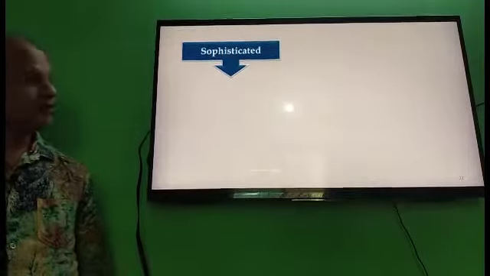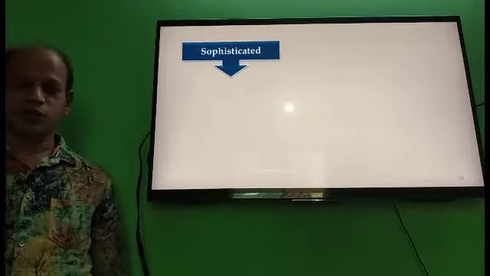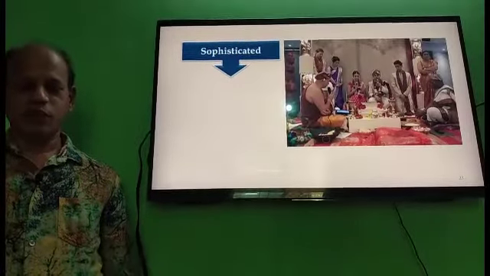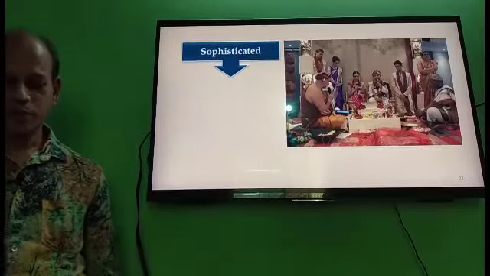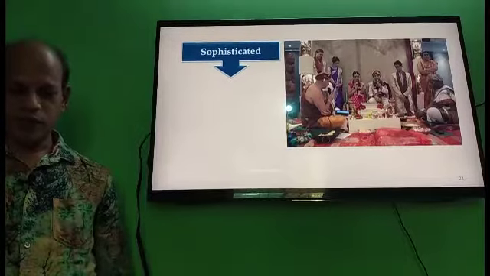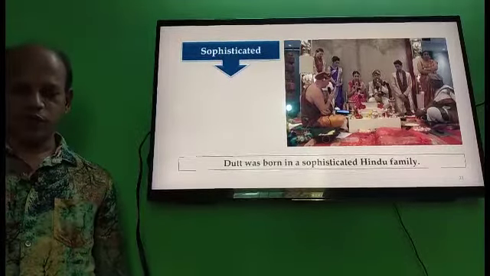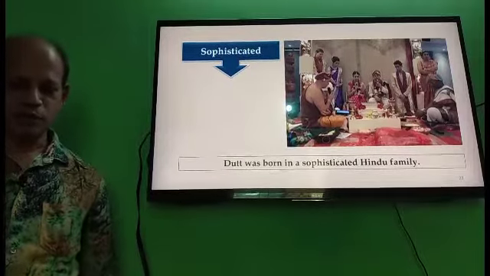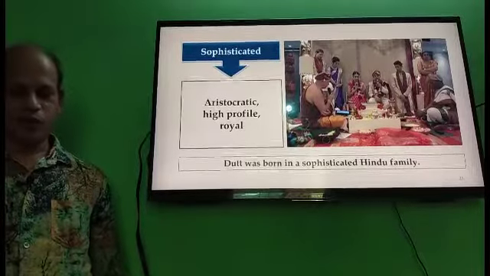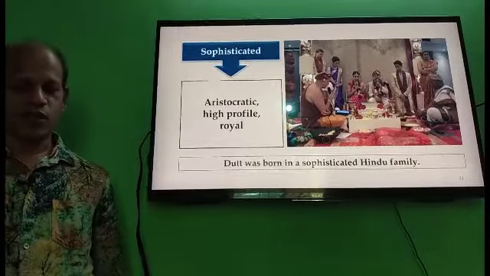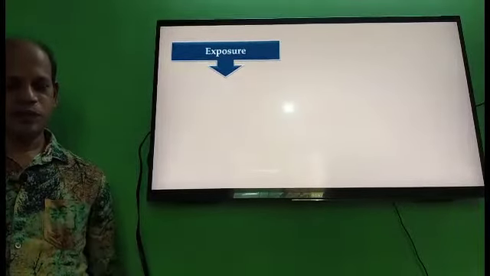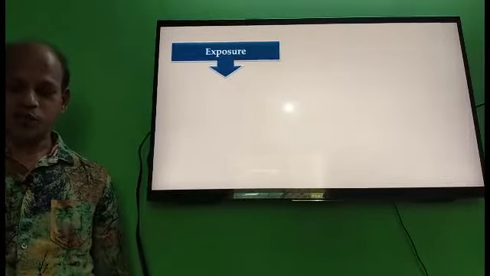Next word, sophisticated. Do you know the meaning of the word sophisticated? Yes. Look at the picture. You see some aristocratic people performing some Hindu rituals. Look at the sentence: Datta was born in a sophisticated Hindu family. What then is the meaning of the word sophisticated? Let us see the synonyms: aristocratic, high profile, royal, sophisticated.